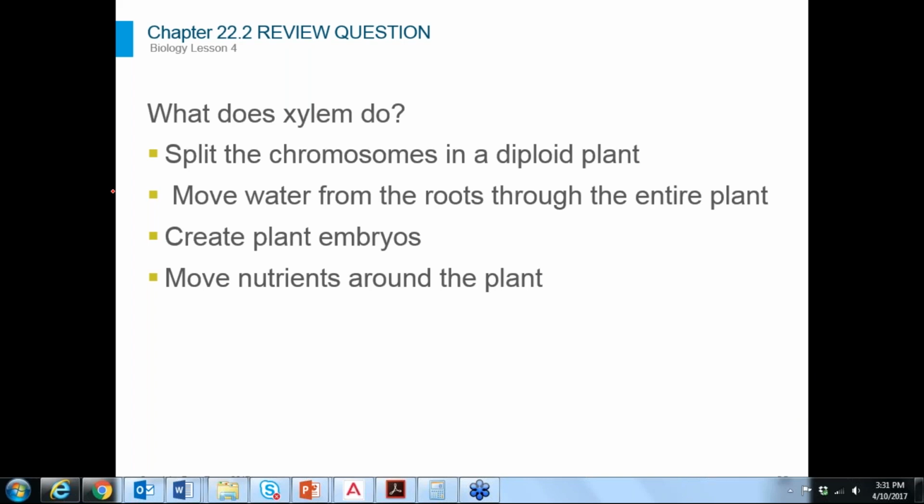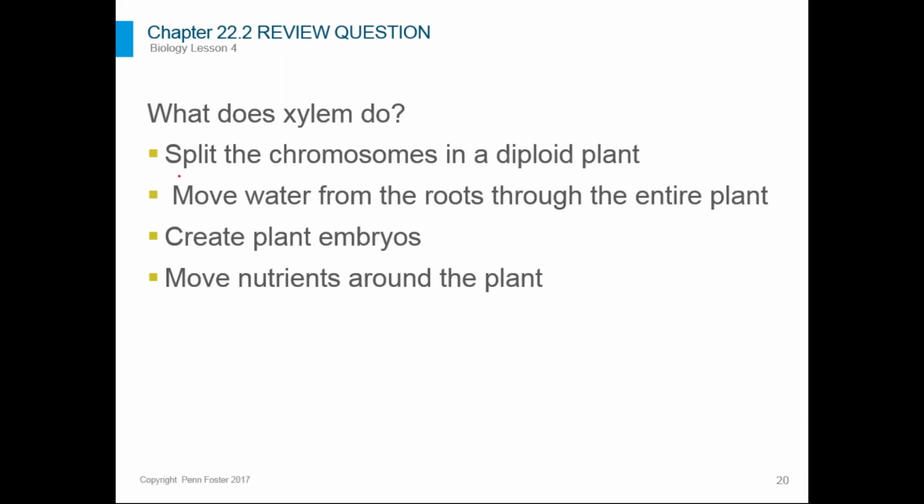And we talked about xylem and phloem. Remember, xylem is the one that moves water. So it moves water from the roots of the plant through the entire plant. The other one was phloem, which moves nutrients around the plant. And the other two answers are just there to be distracting.